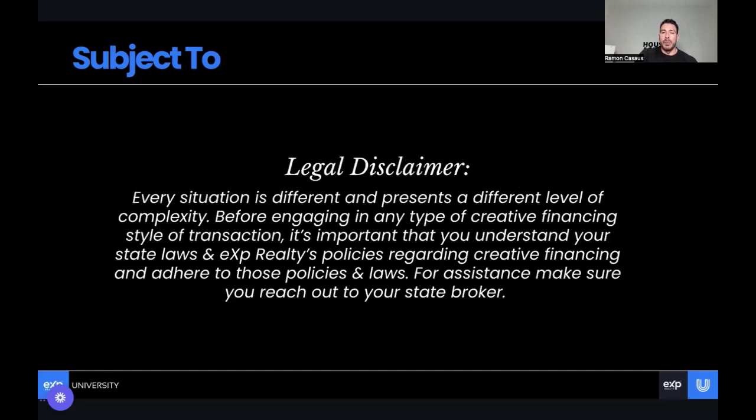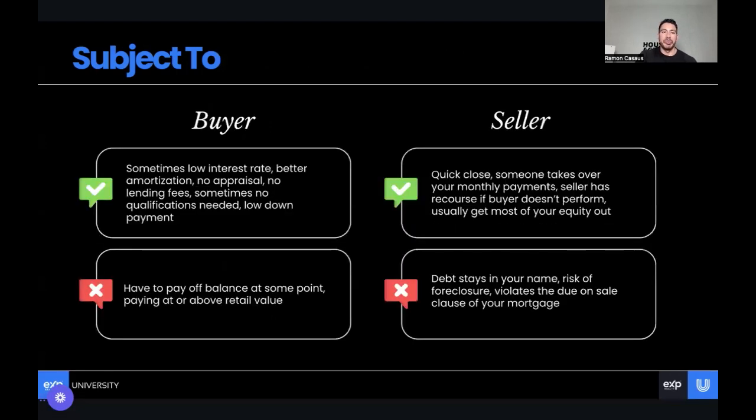Okay, cool. Before we jump into the pros and cons, just one more time. Every situation is different and presents a different level of complexity. So before engaging in any type of creative financing style of transaction, it's important that you understand your state laws and eXp Realty's policies regarding creative financing and adhere to those policies and laws. For assistance, make sure you reach out to your state broker and leadership team.